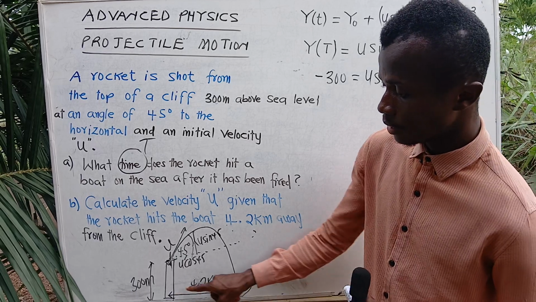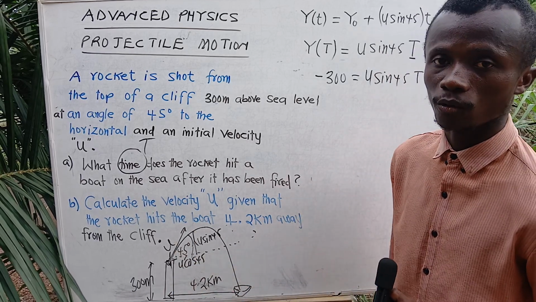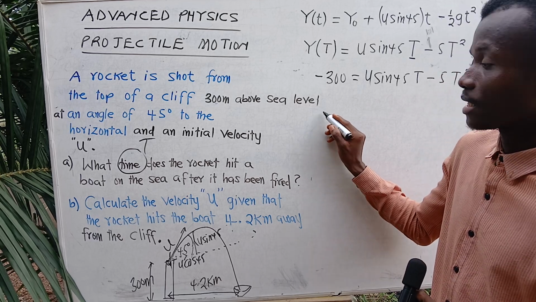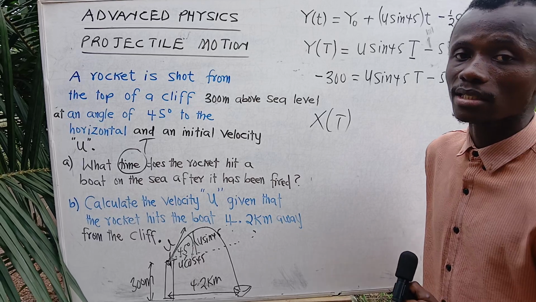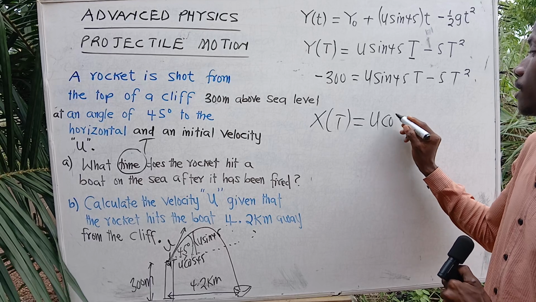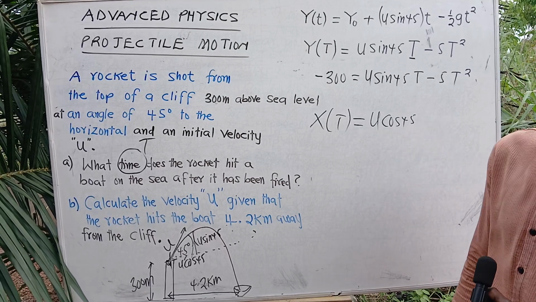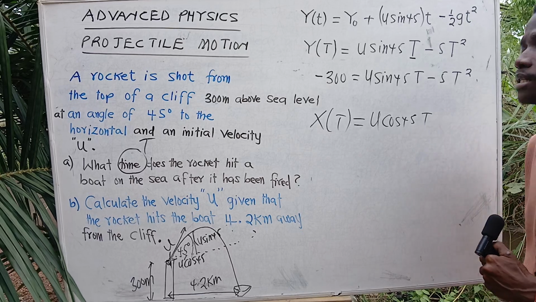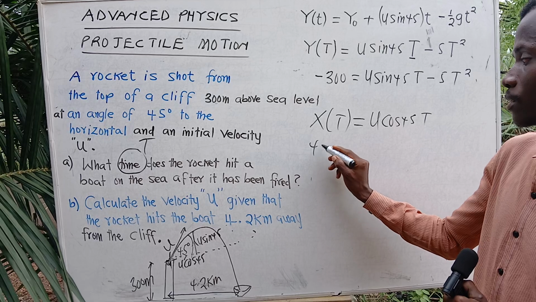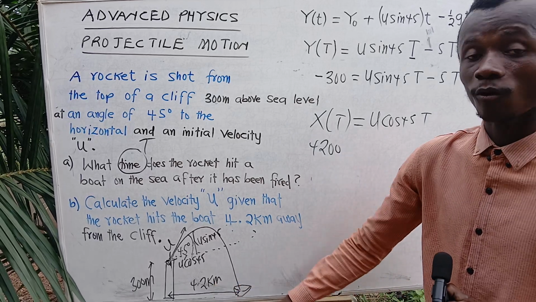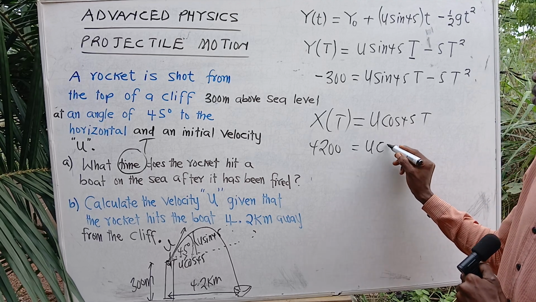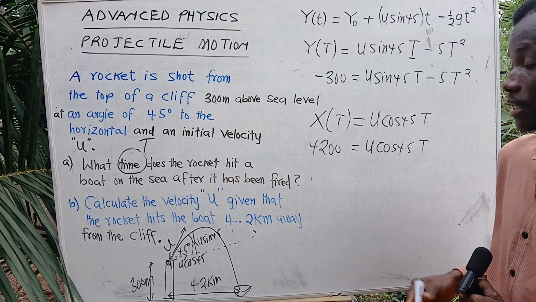We are given also the range that the rocket travels. That is 4.2 kilometers. And the kinematic equation for that is x of capital T, which represents the range, is going to be equal to the initial velocity cos the angle given, which is pi on 4 radians, which is 45 degrees, of course, times the time of flight. So then we know the range, x of capital T, which is 4,200 meters. 4.2 kilometers converted to SI unit, we have 4,200 meters, is equal to u cos 45 then times capital T.